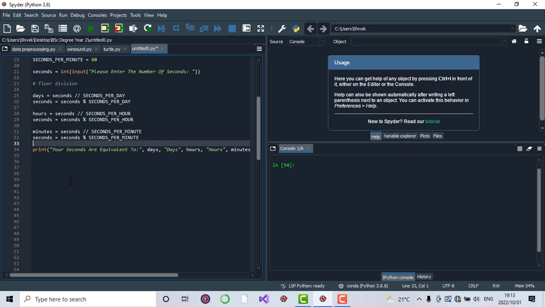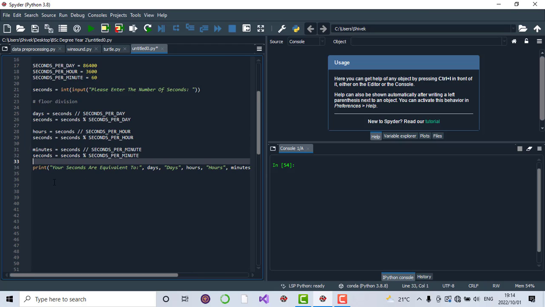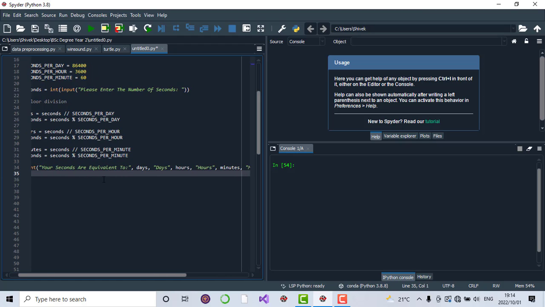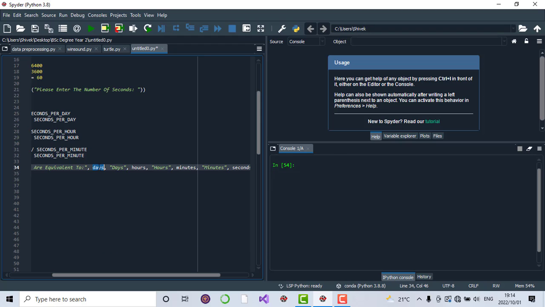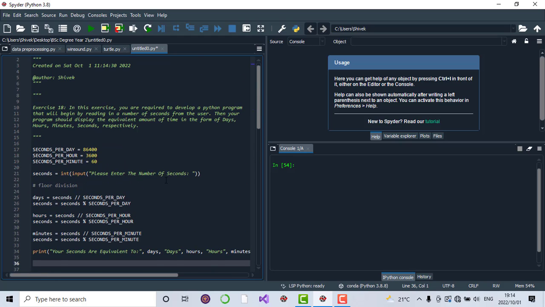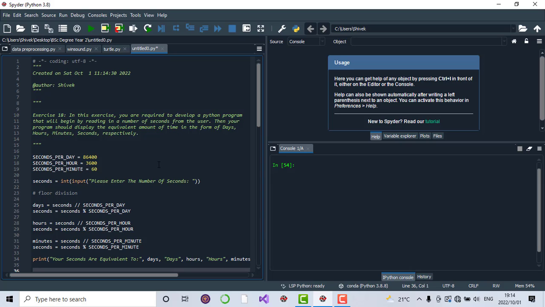Okay, so let's run our, and this here, finally, output message. Your seconds are equivalent to days, so the value will come there, and then the word days, the value hours, then the word hours, and so on and so forth. So let's run this program, and then we'll see if we've succeeded or not.